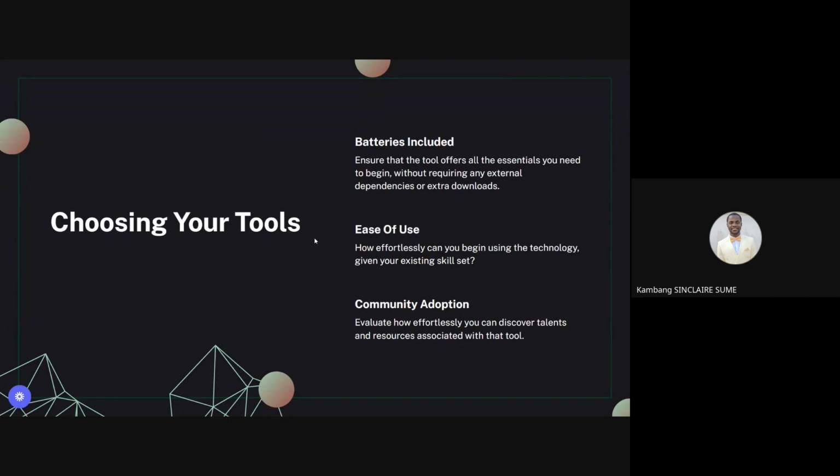Sometimes you are introduced to tools not because they are the silver bullet of what you'll be doing in the real world, but because there are some gateways. They are actually some gateways to launch you into the real world.